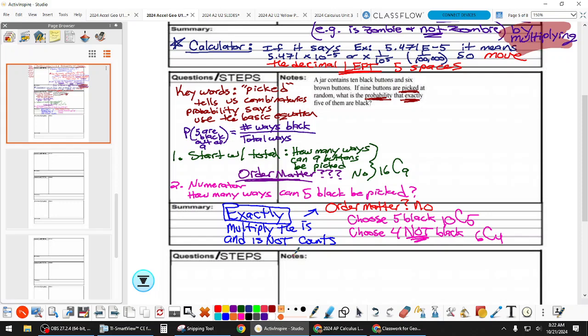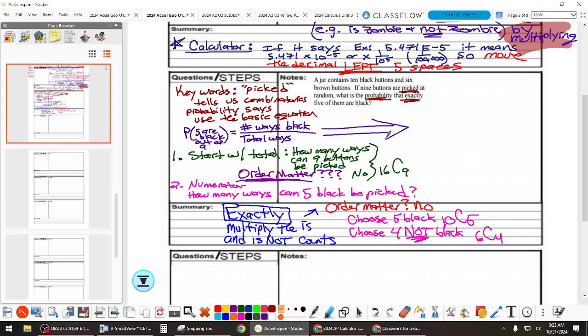Any questions on where those numbers came from? We're picking 9 buttons, so the 2 R's have to add up to 9. We have 10 blacks to choose from, 6 non-blacks. Does it tell us? Brown. Yeah, 6 brown. Okay? You good? Are you going to write in the? Yes, I am. I'm kind of using all this to set it up.